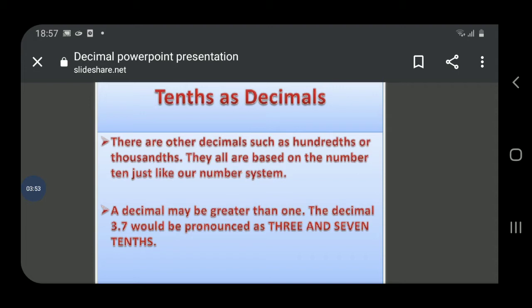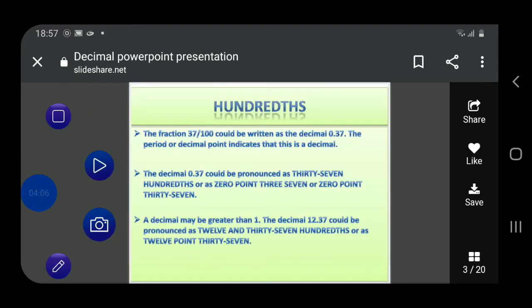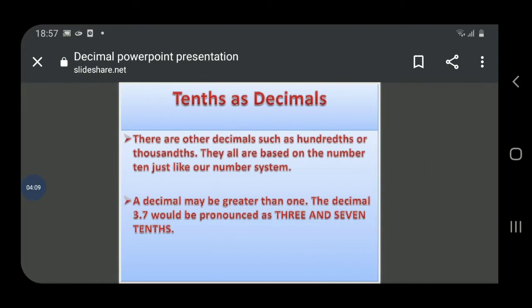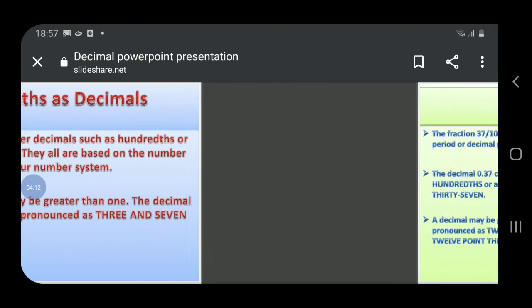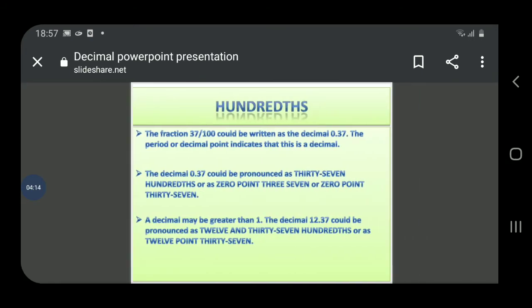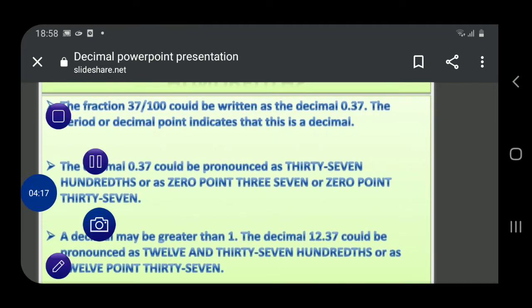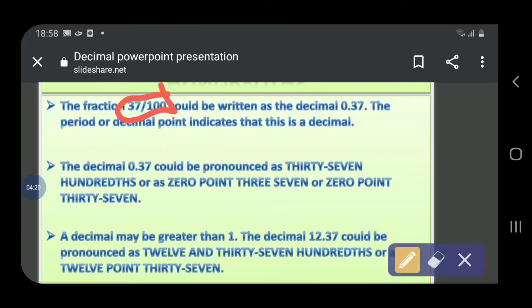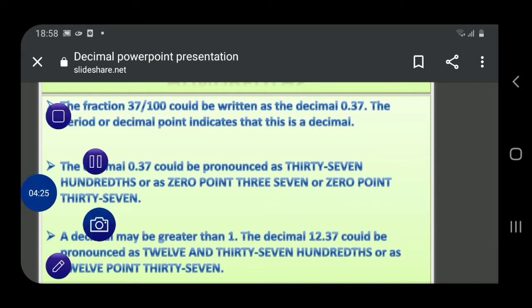A decimal may be greater than 1, like 3.7. The decimal 3.7 would be pronounced as 3 and 7 tenths. Now we have learned tens as decimals. Now we will be learning hundreds as decimals. We can see the fraction 37/100 could be written as the decimal 0.37. The period, or decimal point, indicates that it is a decimal.